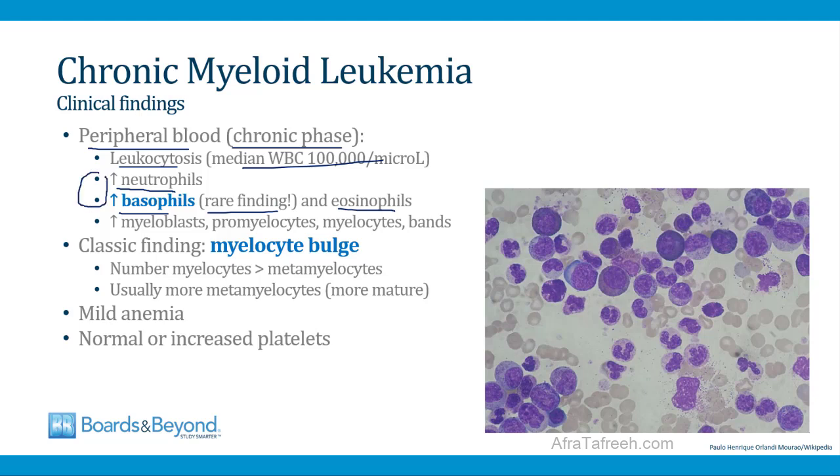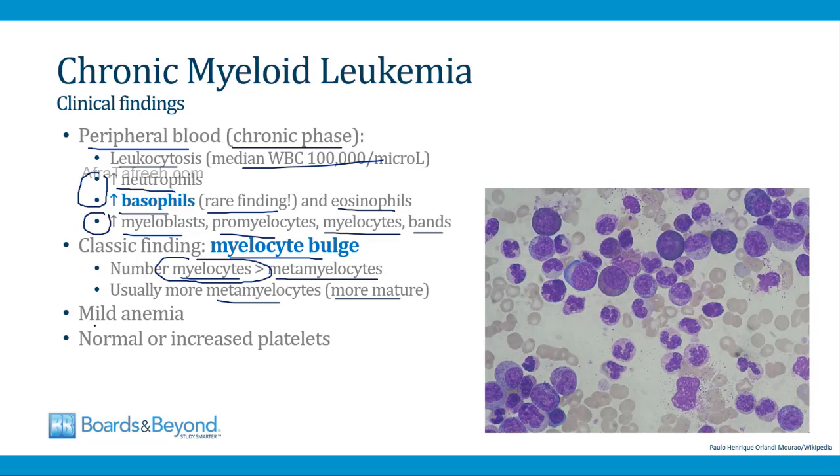Besides these things, you also see in the peripheral blood increased numbers of granulocyte precursors. These are cell types that give rise to granulocytes in the bone marrow, and normally you don't see large quantities of them in the peripheral blood, but you do in CML. So you can see increased numbers of myeloblasts, promyelocytes, myelocytes, and band forms. These are all precursors to granulocytes. Along these lines, a classic finding in CML is called the myelocyte bulge. This means that the number of myelocytes is greater than the number of metamyelocytes. This is a very unusual finding. Usually there are more metamyelocytes seen in the peripheral blood because those are more mature. So this myelocyte bulge with increased numbers of myelocytes is a classic finding of CML.